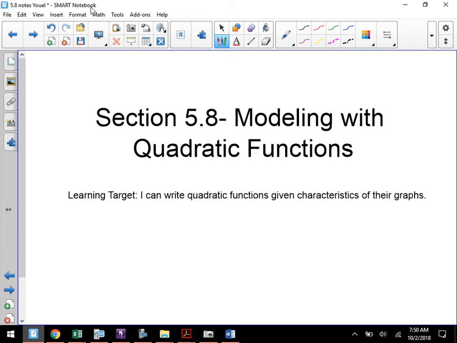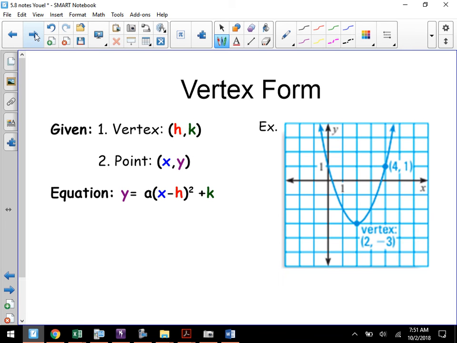So, section 5.8, modeling with quadratic functions. Nice learning target for you guys: I can write quadratic functions given characteristics of their graphs. The first form, I put them over here too, so we can reference them even when the slides are gone. The first one is vertex form.